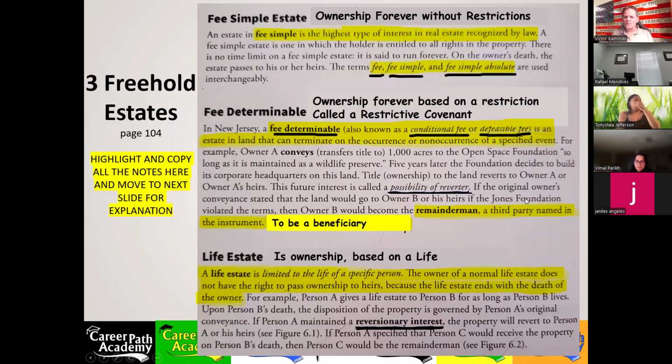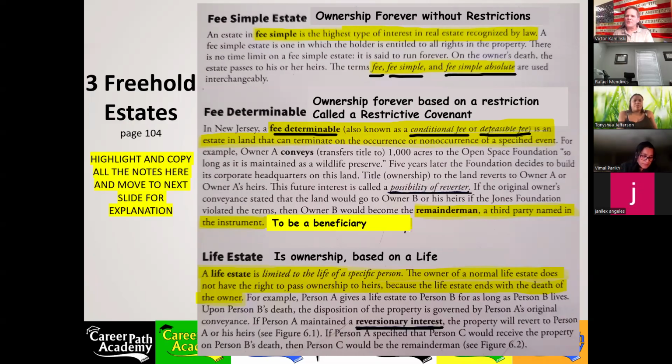So this is what they call the possibility of reverter. The ownership can revert back to the previous owner or someone else who put the restriction in the deed, if you violate that term that you agreed to. Or they could write in the deed that if you violate that restriction, instead of the ownership coming back to me, it would go with someone else.